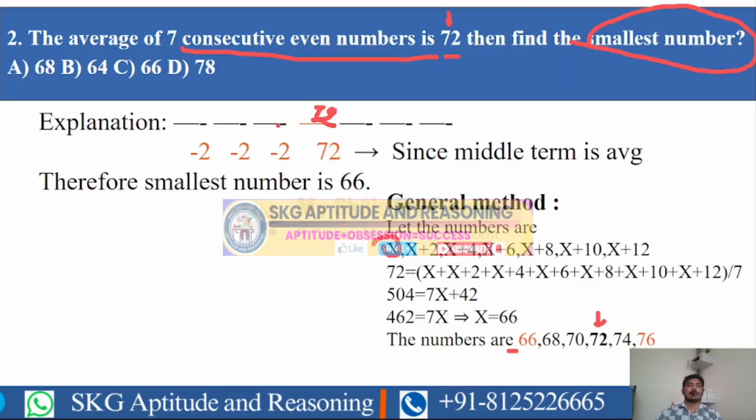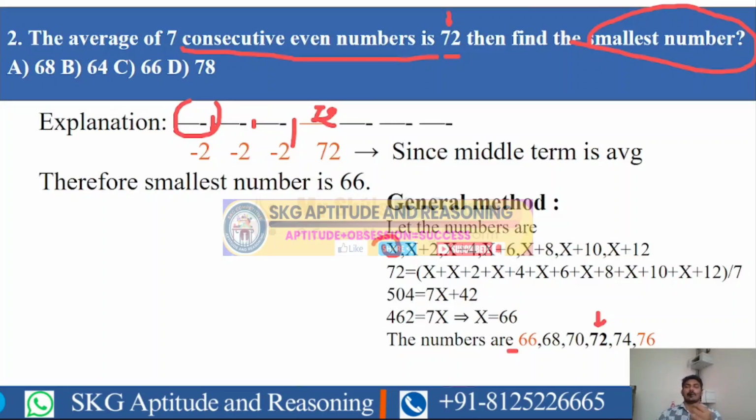Now I need the smallest number. This was my smallest number here, and I need this number. From this number to this number, how many gaps are present? One gap, two gaps, and three gaps. So three gaps are present. As I said, each gap has a difference of 2. So 3 into 2 gives me 6. Since we are going backward, we take the negative symbol. So 72 minus 3 into 2 gives me the result of 66.